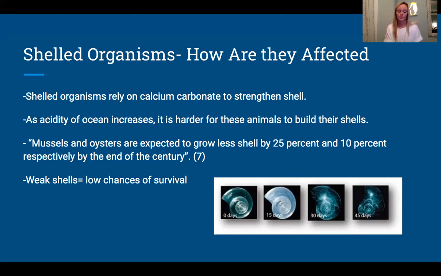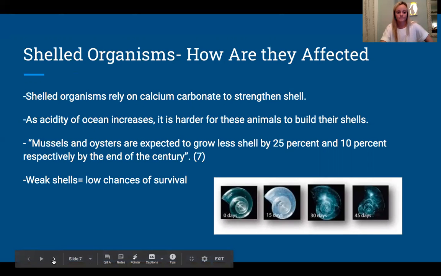So the picture below kind of explains it. Each picture shows a rough estimate of a shell in acidic water for 45 days. You can see by day 45, the shell is almost completely gone. It doesn't have the elements it's used to, so it cannot survive, which ends up with a death.